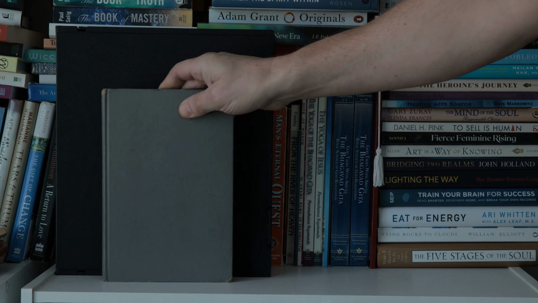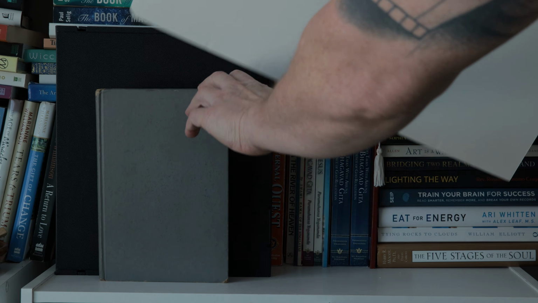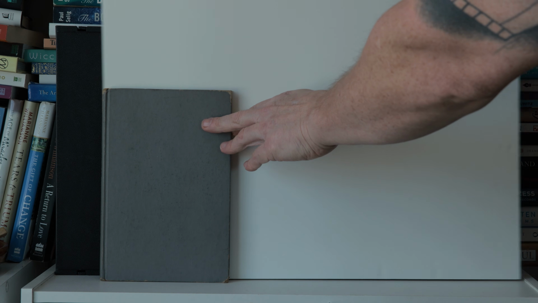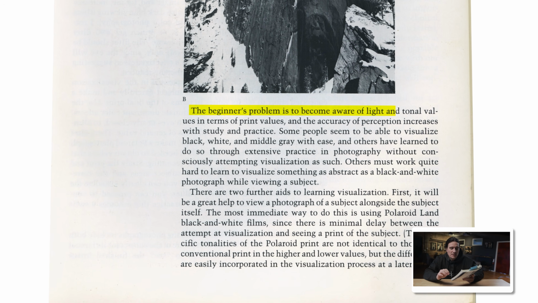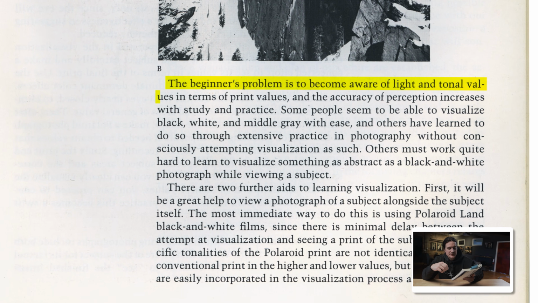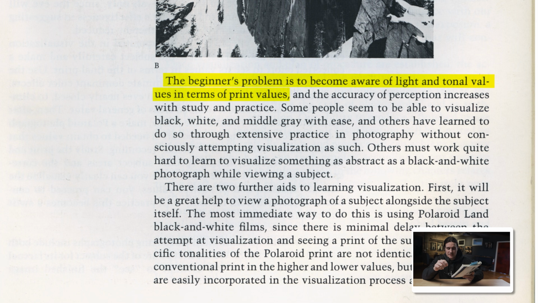And he also goes on to state how subjective effects of different colors play a huge role in how we see the tonality in a scene. So if you place the gray card next to a dark object, then next to a white object, and then place them all together, the gray takes on different appearances. None of the actual values have changed, but the subjective effects are introduced. And then he goes on to state that the beginner's problem is to become aware of light and tonal values in terms of print values. And the accuracy of perception increases with study and practice.